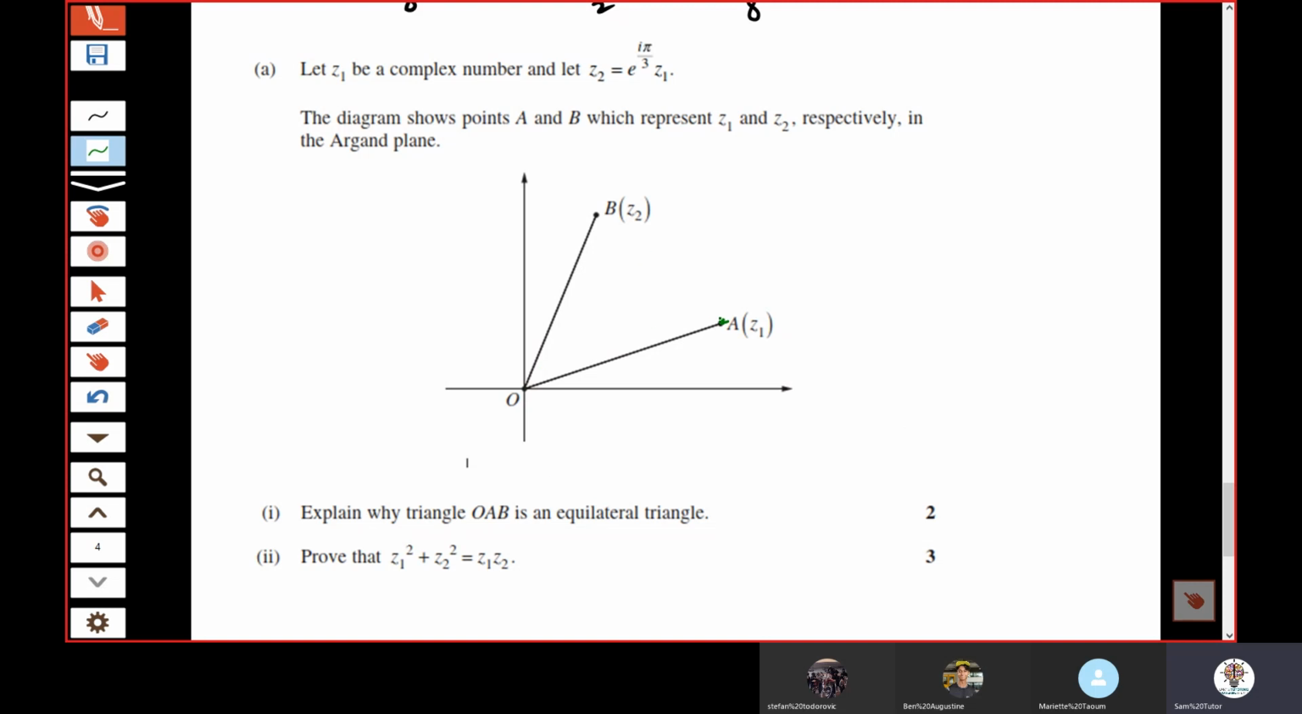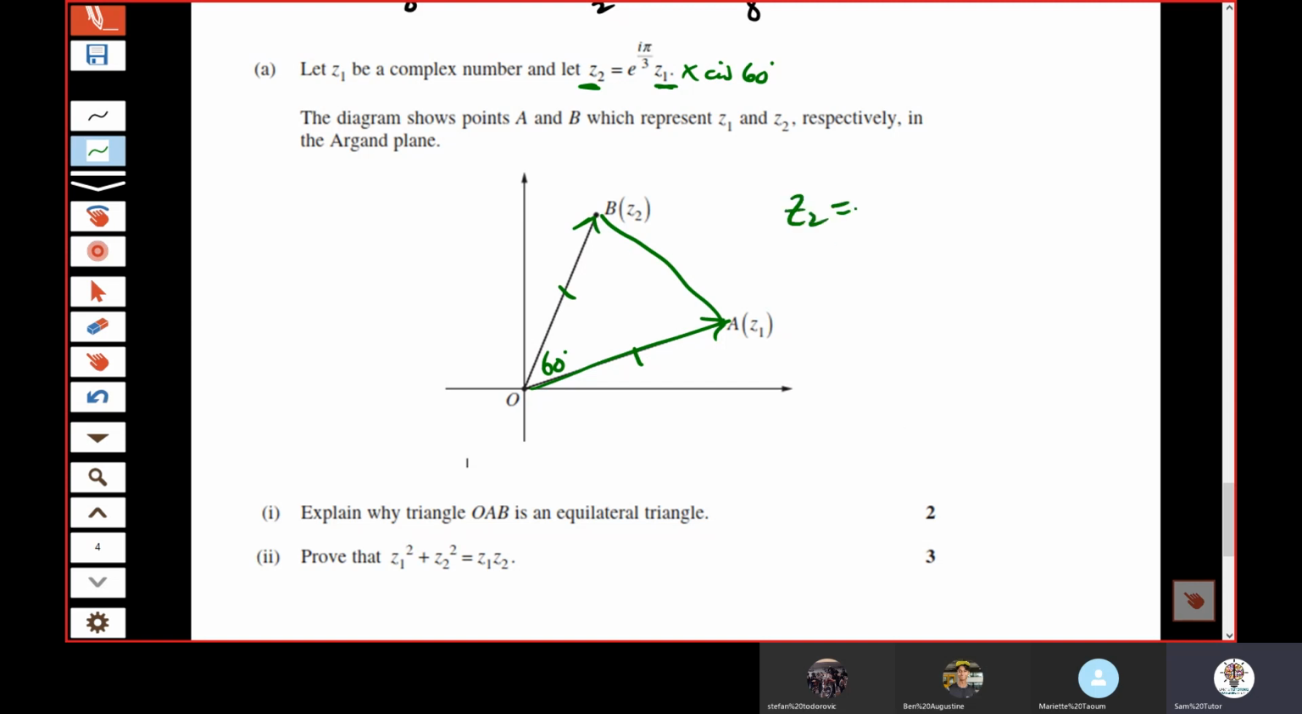The question says, explain why triangle OAB is actually an equilateral. Well, we know that Z2 came from Z1 multiplied by cis 60 degrees. So what do we now know? We know that Z1 and Z2 have the same magnitude. Do you understand that? They're the same magnitude because they came from the same thing. You haven't increased it. But what do you also know this angle is? 60 degrees, because you rotated 60 degrees from Z1 to get to Z2.